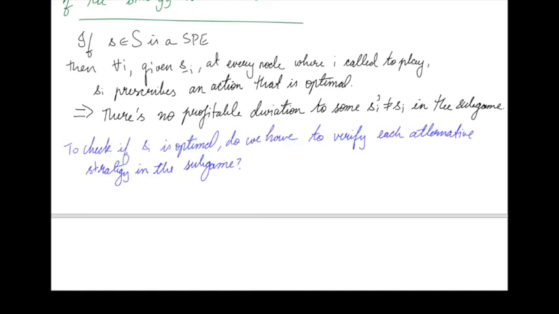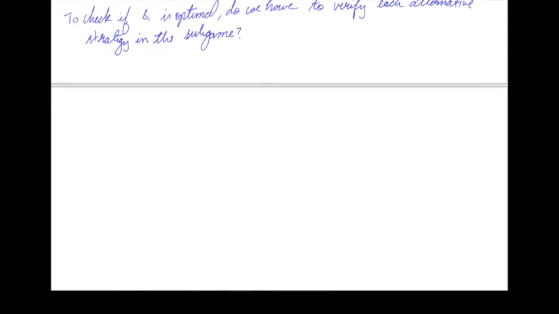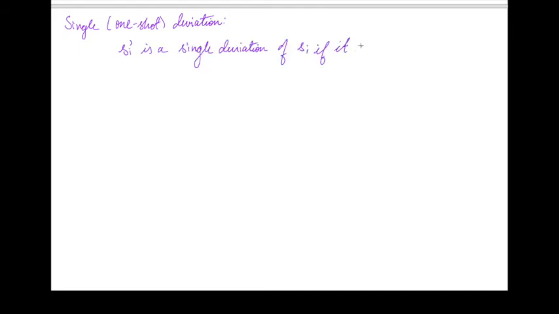It turns out we don't actually have to check everything. It's enough to check what are called single deviations. Some authors call these one-shot deviations. What's a one-shot deviation? As the name suggests, a single deviation or one-shot deviation is a deviation from a strategy that differs at only one information set. So a strategy S_i prime is a single deviation of S_i if it differs from S_i at exactly one information set. What do I mean by that?